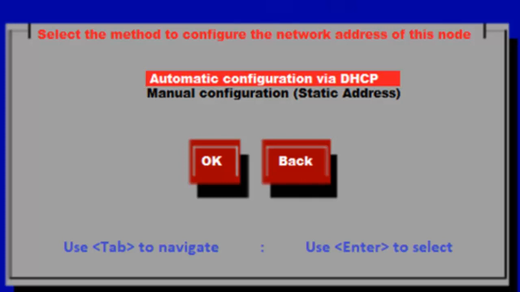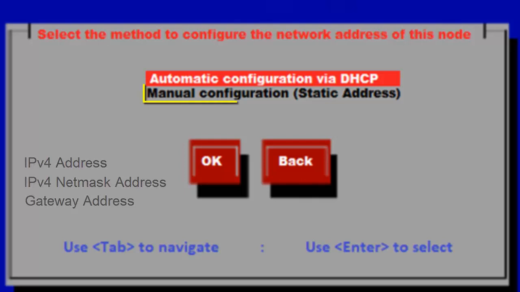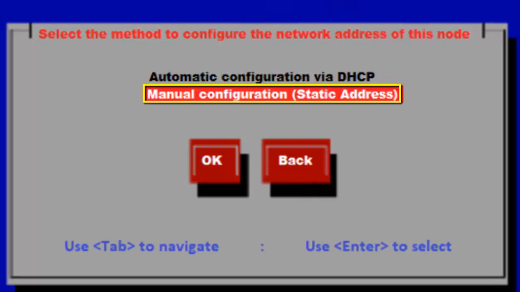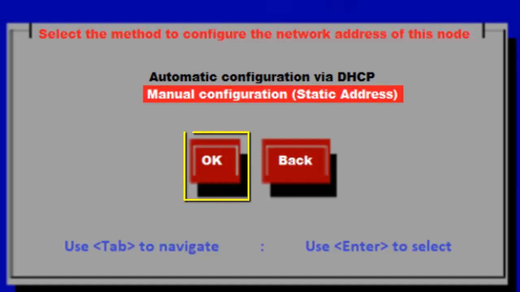Use the Tab key to select one of the following: Automatic configuration via DHCP, which is the default selection. When selected, this option configures the P1 network as a dynamic IP configuration. The manual configuration static address option is used if you'll be providing a static IP address for your P1 network. A dialog box will appear allowing you to enter IP addresses obtained from your network administrator. You'll need an IPv4 network address, IPv4 netmask address, and an optional gateway address. We'll select Manual Configuration and use the Tab key to click on OK.